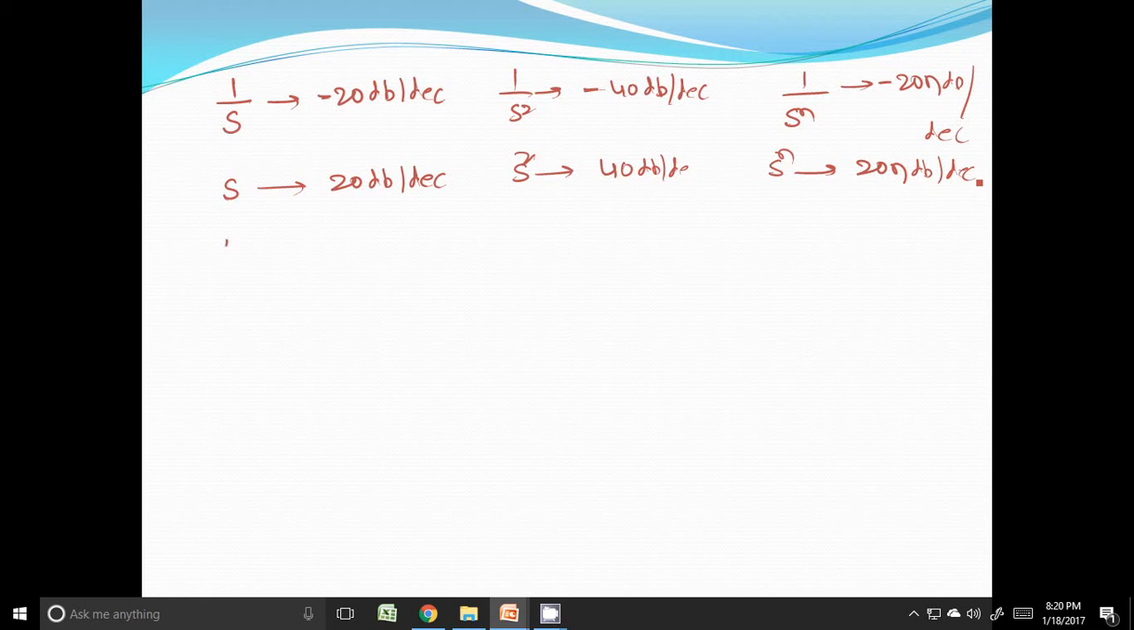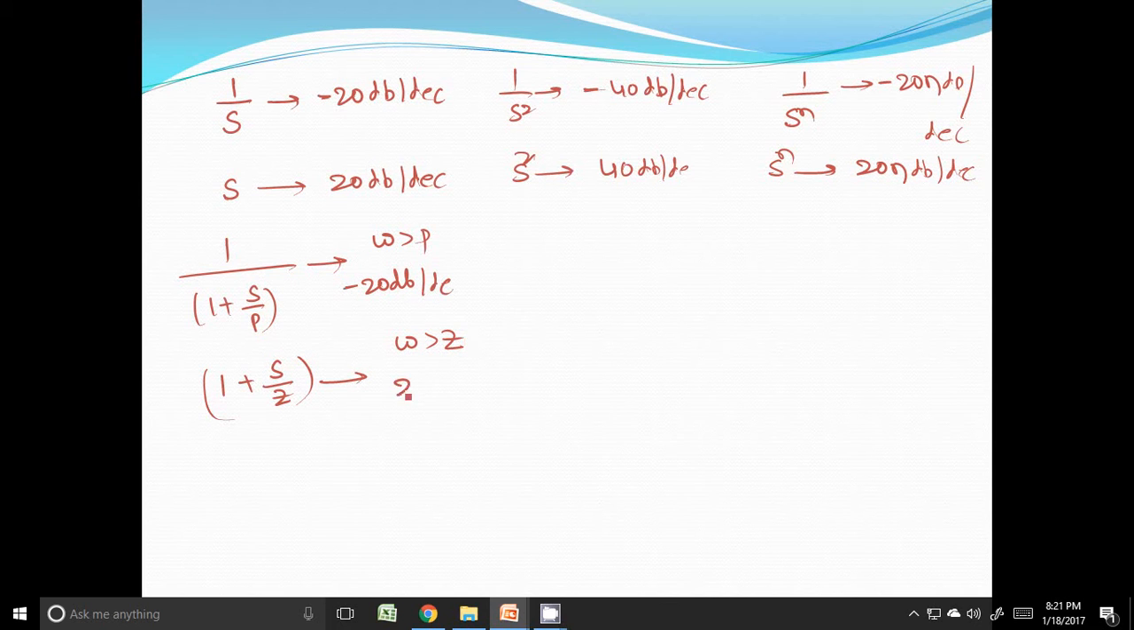Okay, next 1 by 1 plus s by p. For this one, the slope after omega greater than p is minus 20 dB per decade. Similarly, if I take a transfer function s plus z, for omega greater than z, the slope is plus 20 dB per decade. These are our common observations. If I take H of s as k, for example, its slope is 0 dB per decade because its magnitude plot is constant for all frequencies.